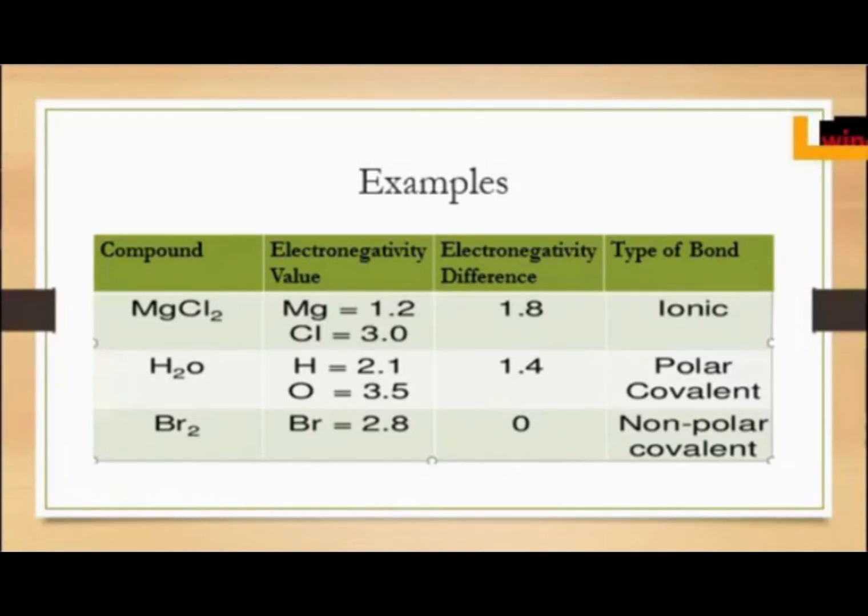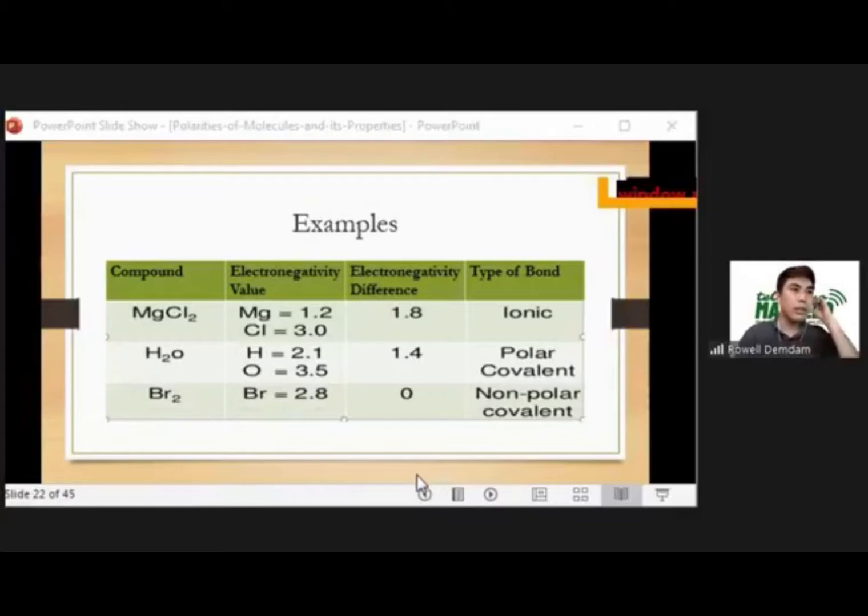So let us have an exercise about this. I will be reading the directions. Based on the metallic properties of the elements, predict first if the bond between the pairs of atoms is ionic or covalent. Then calculate the electronegativity difference between the atoms to further classify the bonds as polar or non-polar. Determine which is the more electronegative atom in each pair.